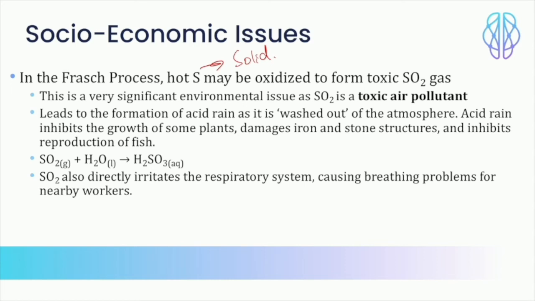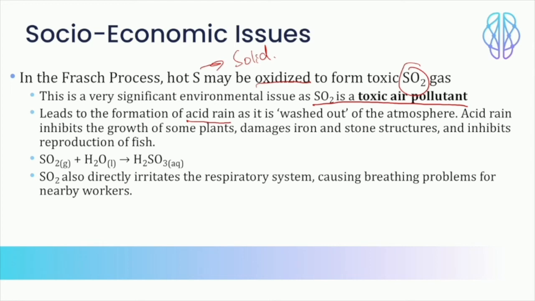So I know we form sulfur dioxide gas in step 1 of the contact process. However, due to some inadequacies in equipment, we might have hot sulfur being oxidized by atmospheric air to form toxic SO2. This SO2 is actually, number 1, a toxic air pollutant, so that has some direct effects. Indirectly, however, it can cause the formation of acid rain. This is when the toxic SO2 is washed out, or it reacts with water in the atmosphere.